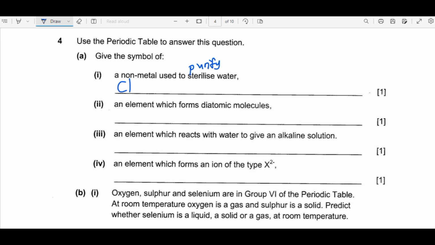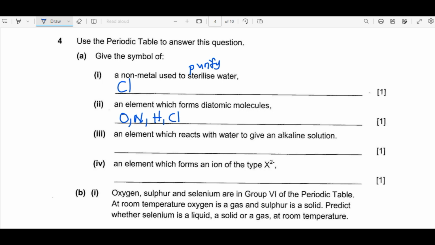Roman number 2, an element which forms diatomic molecules. Groups 6 and 7, all these are diatomic molecules. So we can give oxygen, we can use nitrogen, we can use hydrogen, we can use even chlorine. All these are diatomic molecules.